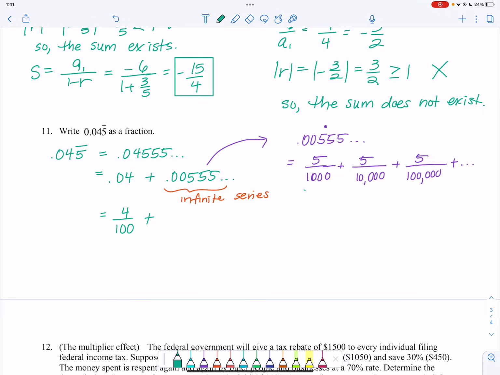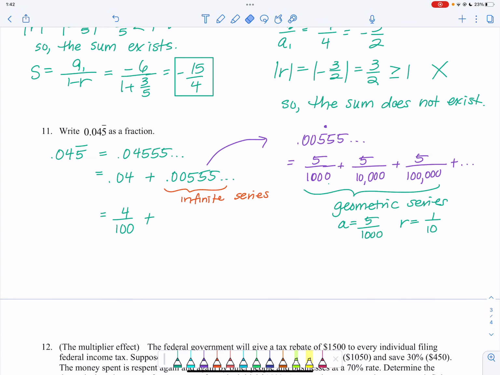Here we have a geometric series with a equal to 5 over 1,000. As you can see, each term is multiplied by 1/10. If you multiply this by 10, you get this. Multiply this by 10, you get this. And so forth. So you should be able to see that the common ratio is 1/10.